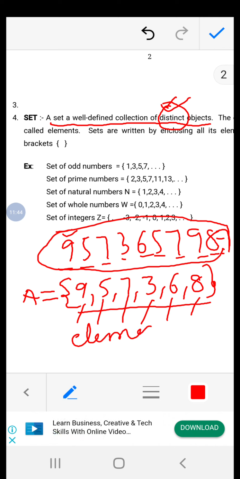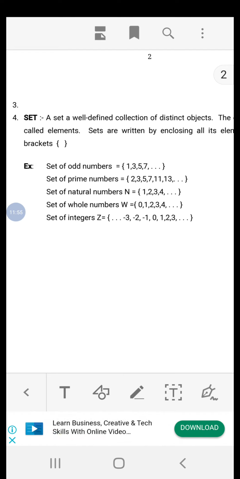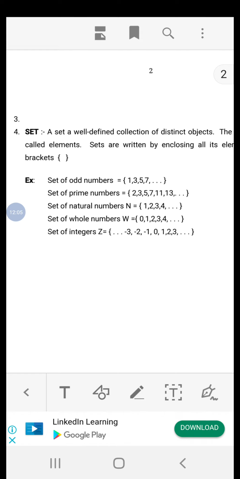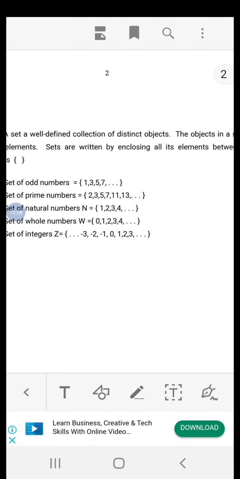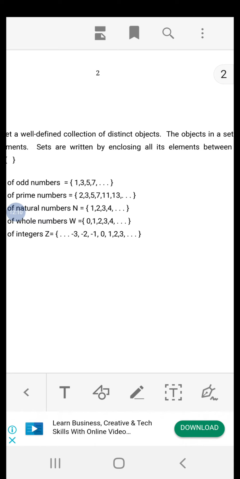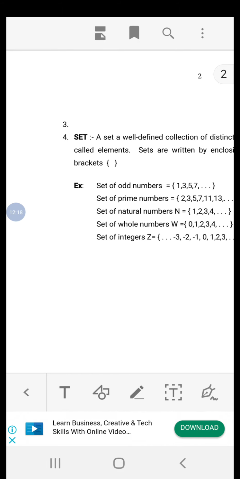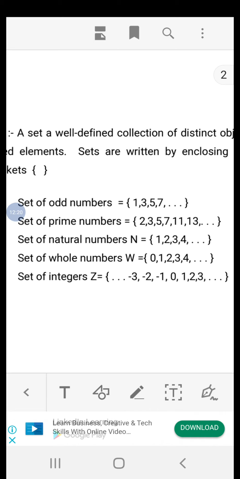What do we call them? Elements. Elements of the set. Now let us see, some more things are given. The objects in a set are called elements. Sets are written by enclosing all their elements between flower brackets, right? Now let us see some sets that are written.